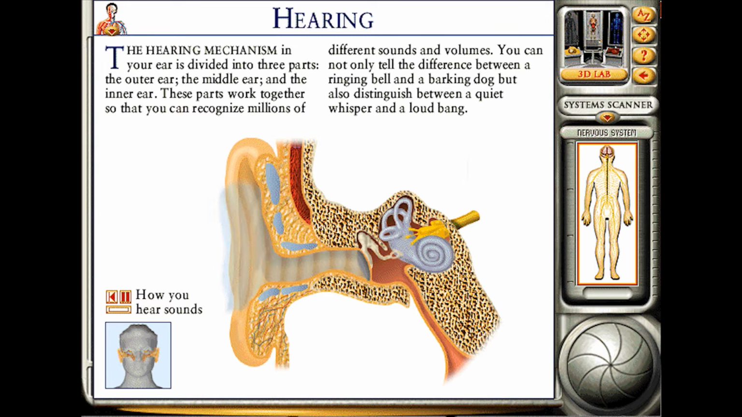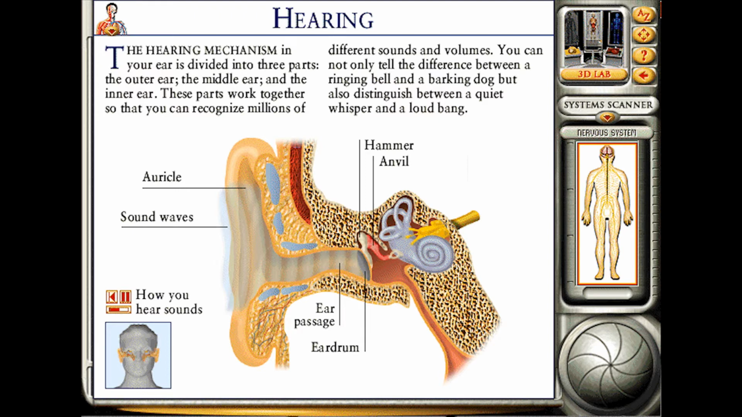When you hear sounds, all the delicate mechanisms in your outer, middle and inner ear are working together. The auricle collects sound waves and funnels them down the ear passage. The sound waves hit the eardrum, causing it to vibrate. The vibrations are transmitted through the three small bones in the middle ear, the hammer, the anvil, and the stirrup. Vibrations pass from the stirrup through the membrane across the oval window to reach the cochlea in the inner ear. Here, sound vibrations are changed into nerve impulses. These travel along the cochlear nerve to the brain, where they are interpreted as sounds.